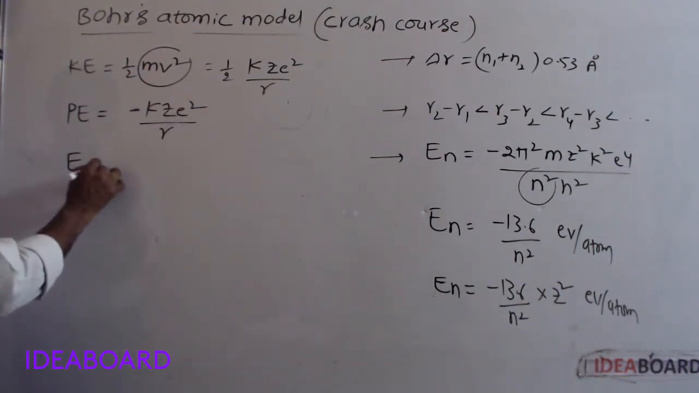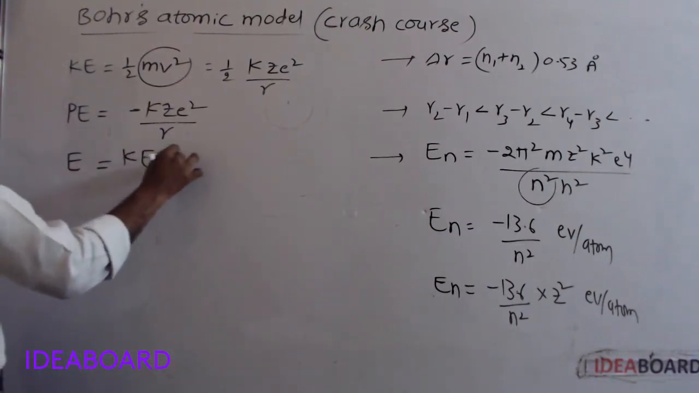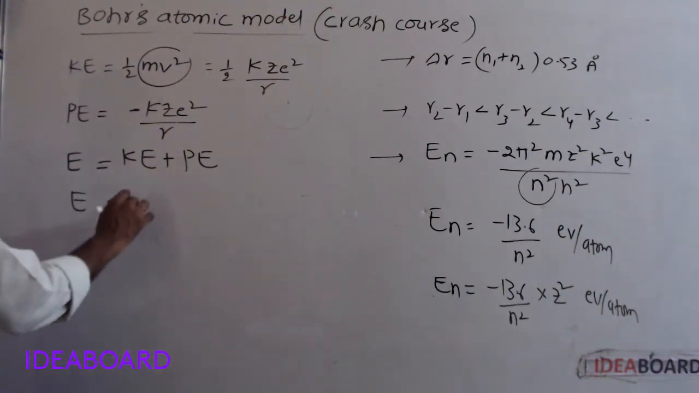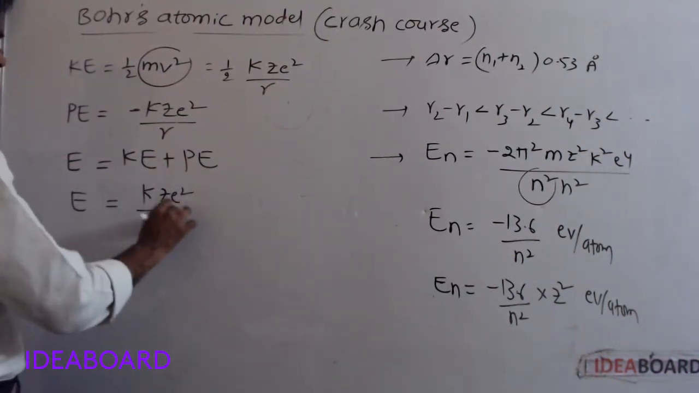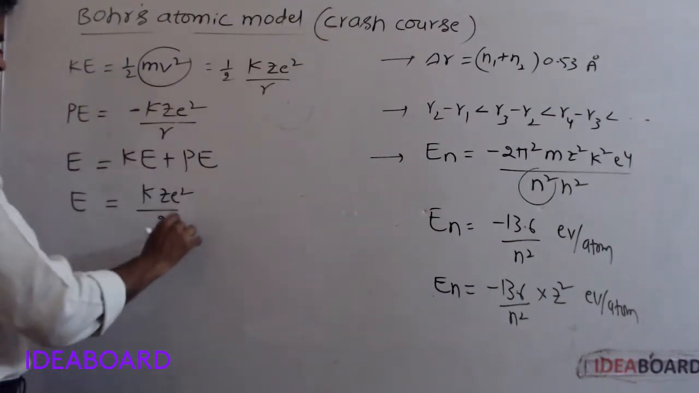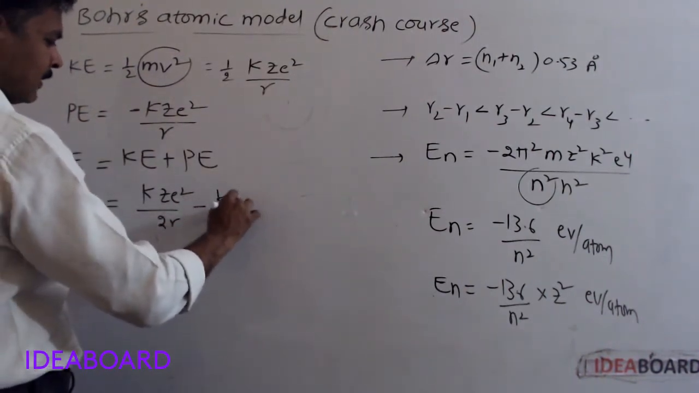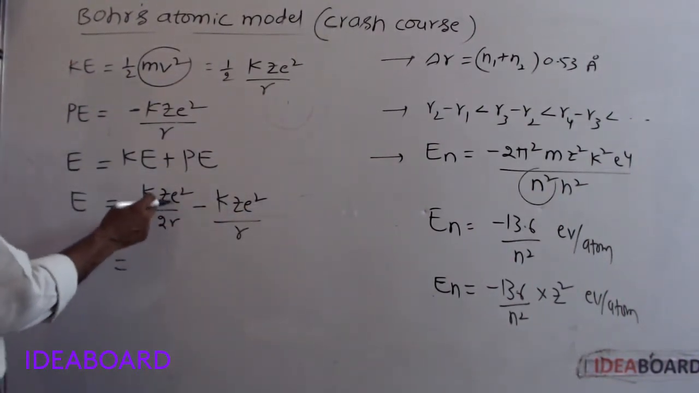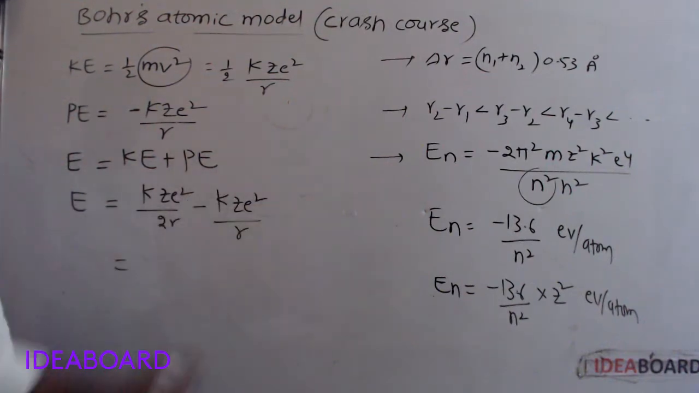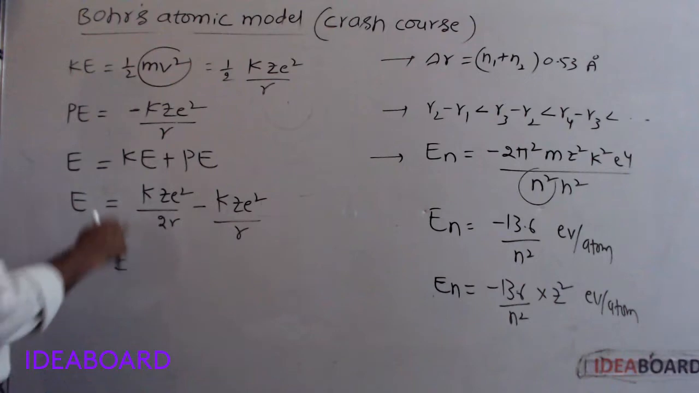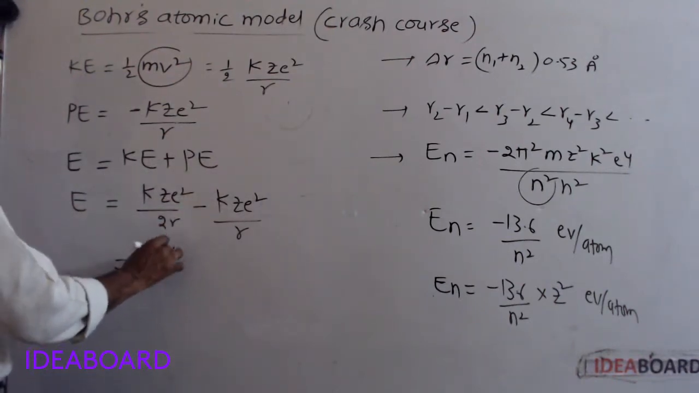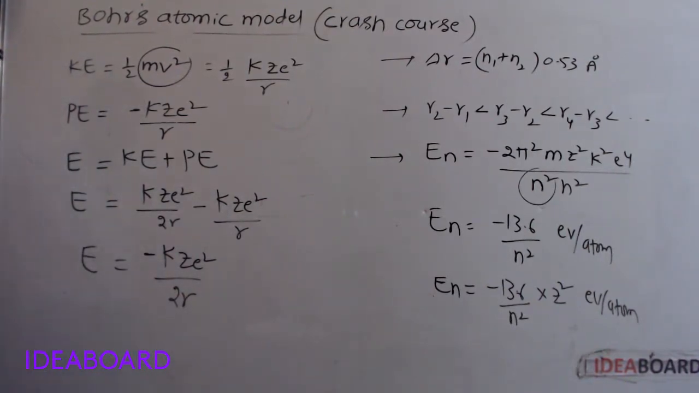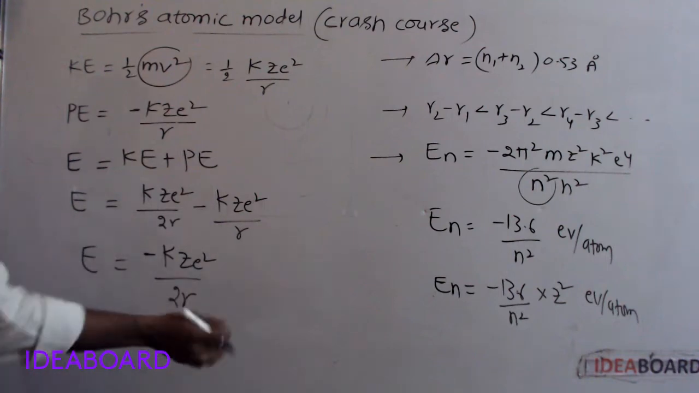Then total energy is equal to kinetic energy plus potential energy. Total energy is equal to kZe square by 2r minus kZe square by r. So here kZe square by r is common, then 1 by 2 minus 1, that is minus 1 by 2. So minus kZe square by 2r. Total energy is minus kZe square by 2r.